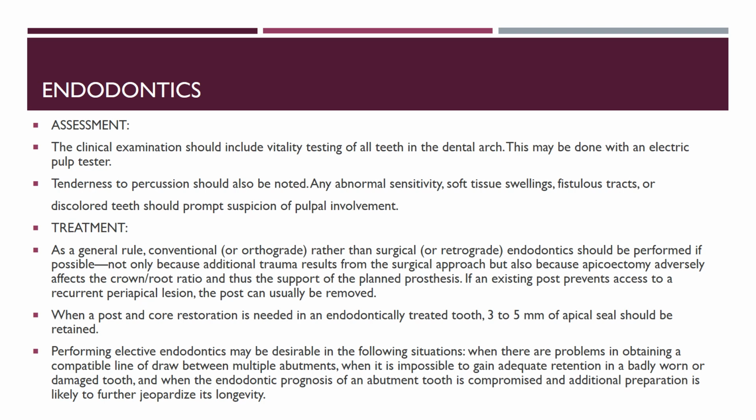So when a post and core restoration is needed in an endodontically treated tooth, 3 to 5 mm of apical seal should be retained, guys. Okay, so performing elective endodontics may be desirable in the following situations: when there is a problem in obtaining a compatible line to draw between the multiple abutments, when it is impossible to gain adequate retention in badly worn or damaged teeth. Okay? Right.